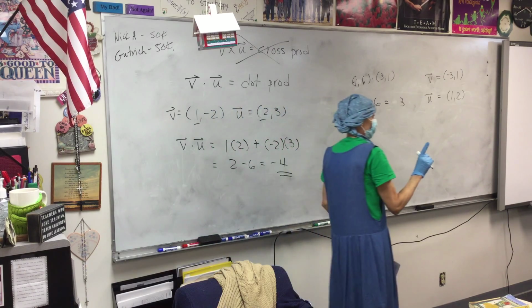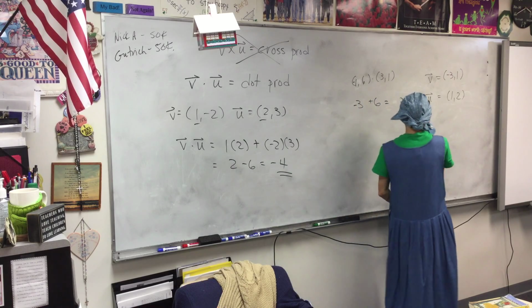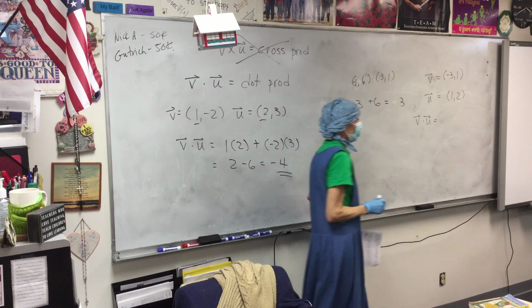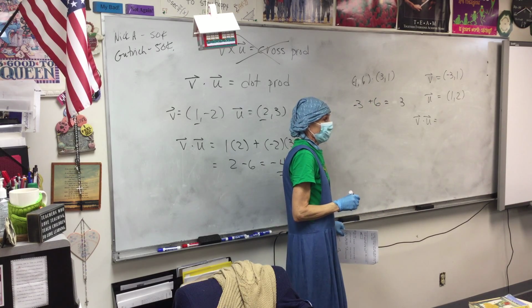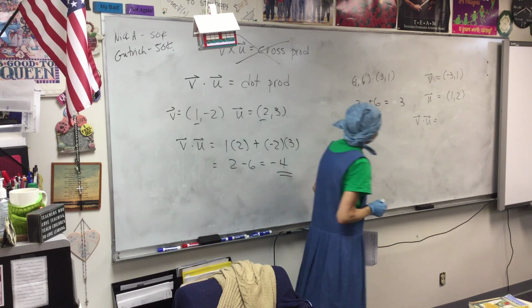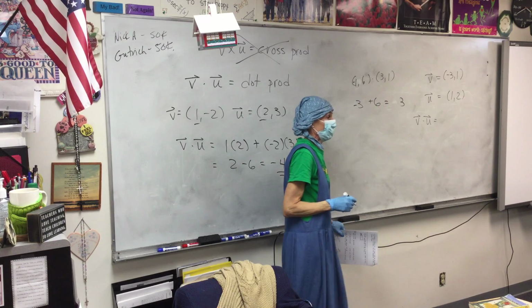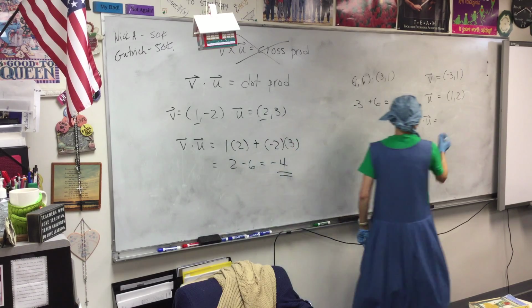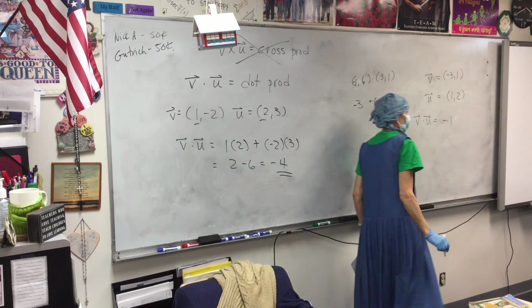Step 1, find the dot product. Okay, all right, you know how to do that. So what did you get for your dot product for these two vectors? Negative 1. All right, so that's step 1. Find the dot product.